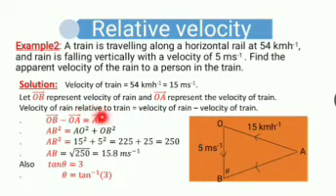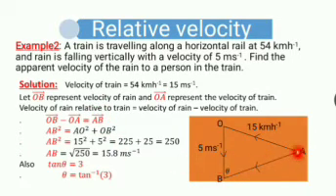The velocity of rain relative to train will be AB. This is the line AB we are looking for. It will be equal to the velocity of rain minus the velocity of train. The velocity of rain, which is OB, minus OA is equal to AB.